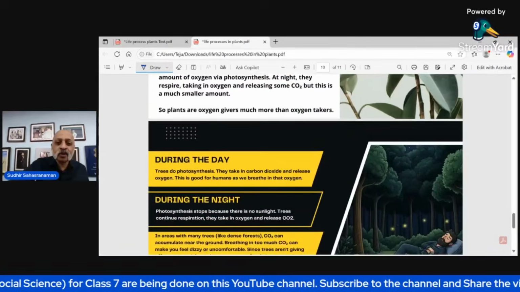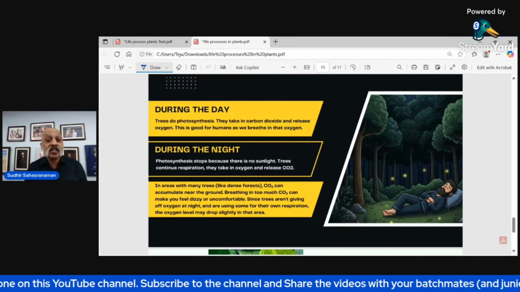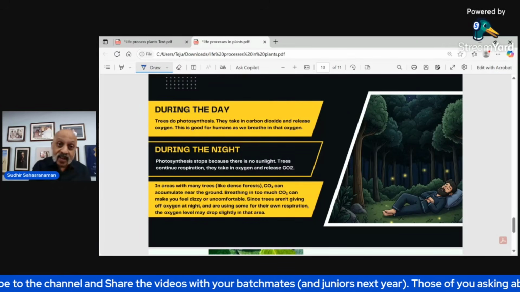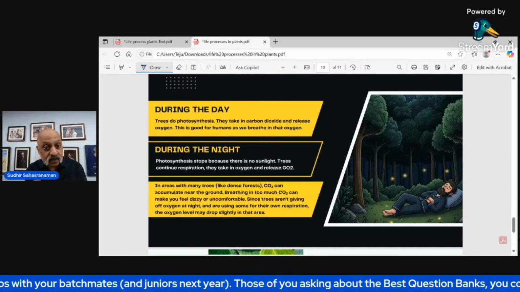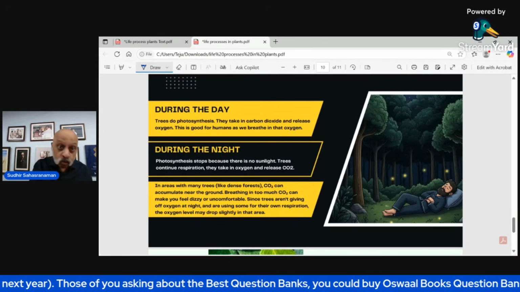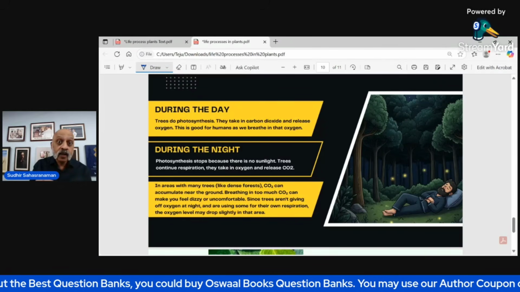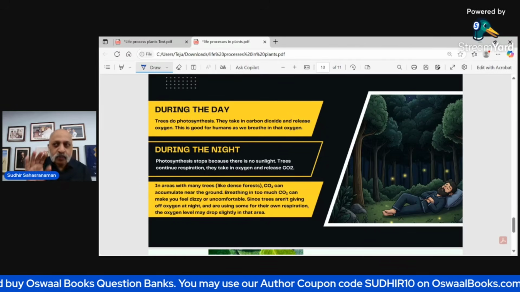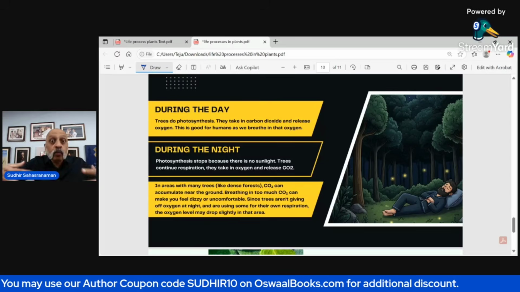Now let me come to the question: why shouldn't we sleep under trees or in a forest area at night? Because during the day, trees do photosynthesis, they take in carbon dioxide and release oxygen. This is good for humans as we breathe that oxygen. But during the night, photosynthesis stops because there is no sunlight. Trees continue to respire, they take oxygen and release carbon dioxide. So in some areas, especially very dense forest, carbon dioxide can accumulate near the ground.